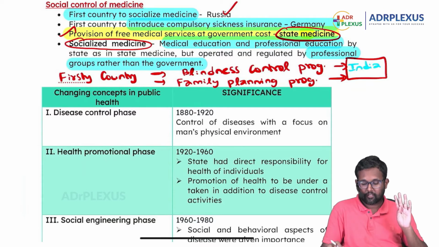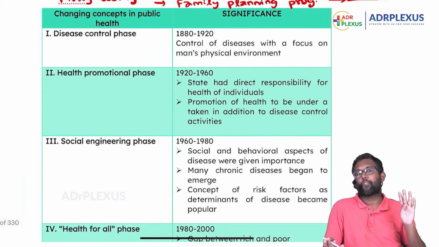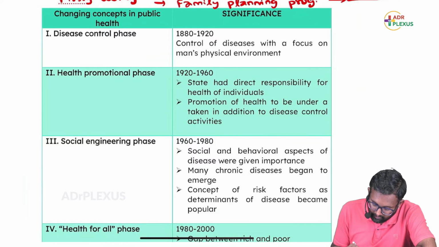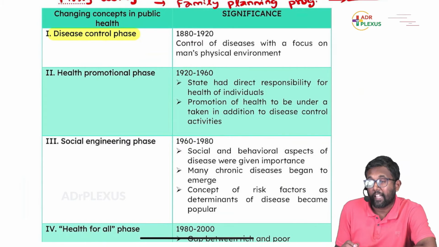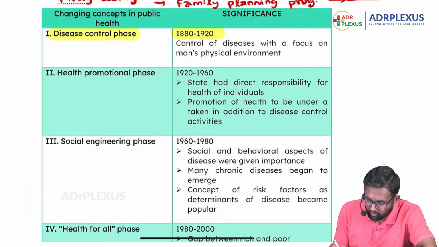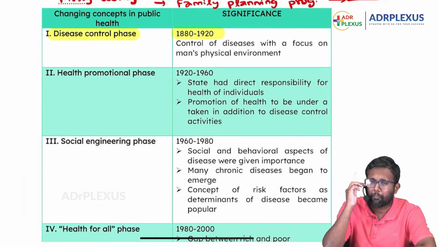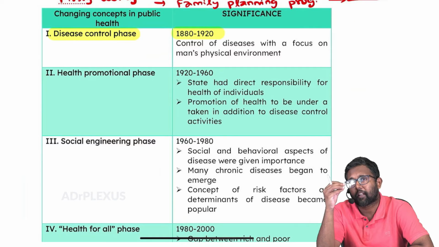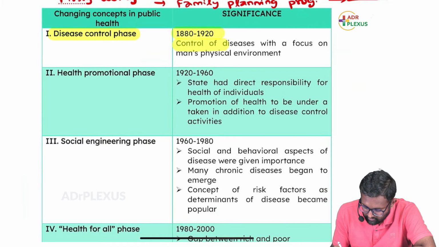So there are 4 phases. The first phase is called the disease control phase, 1880 to 1920. There were a lot of diseases, mainly in our physical environment, mosquitoes and everything. So they mainly focused on controlling of diseases.